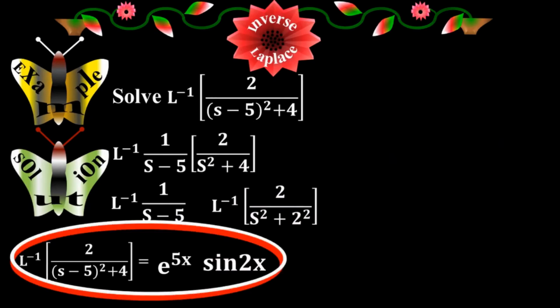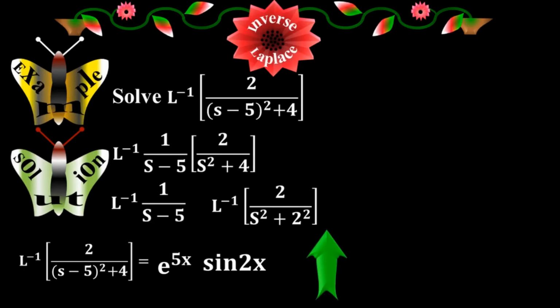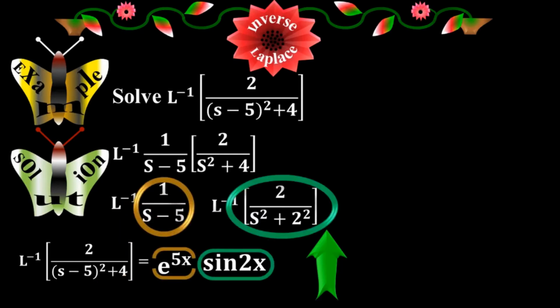Let me prove that the answer e to the 5x times cos 2x is correct. I will take their Laplace. So I will go back. Laplace of e to the 5x equals 1 over s minus 5, and Laplace of cos 2x equals s over s squared plus 2 squared. Put s minus 5 in s to get 2 over (s minus 5) to the 2 plus 4. Hence my final answer e to the 5x times cos 2x is correct.